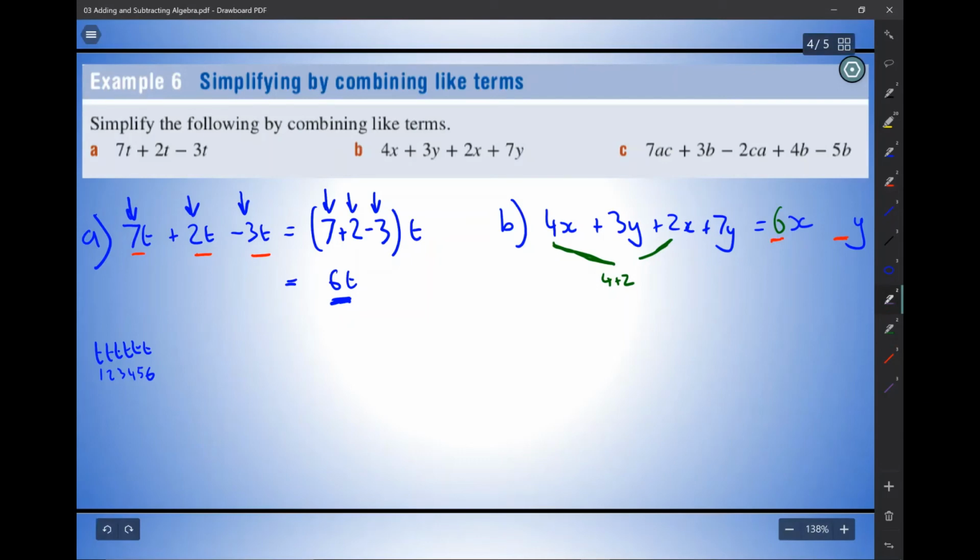And then we're going to look at what's in front of the y's. We end up with 3 plus 7, and that's going to go here in front of our y. So we've got 4x plus 2x can be simplified to 6x, and we've got 3y plus 7y can be simplified to 10y. Alright, let's look at the very last one now, which is a bit more complicated.